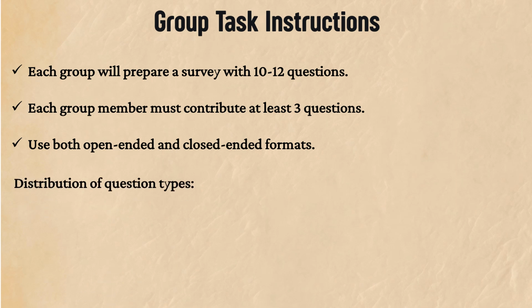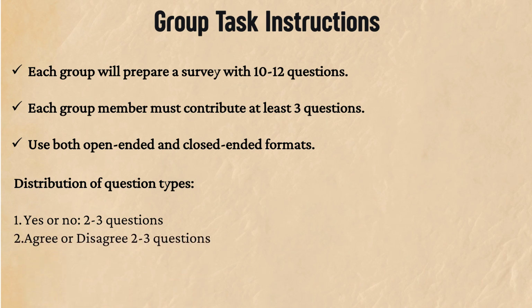The example of distribution of question types is given here. You should make at least 2 to 3 yes or no questions. So your question number 1, 2, and 3 should be either yes or no question. The answer should be either yes or no.